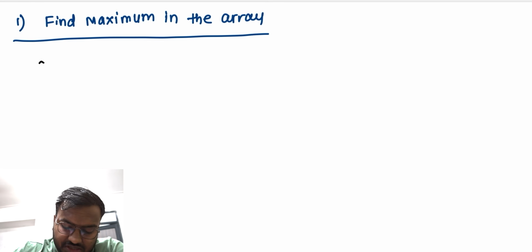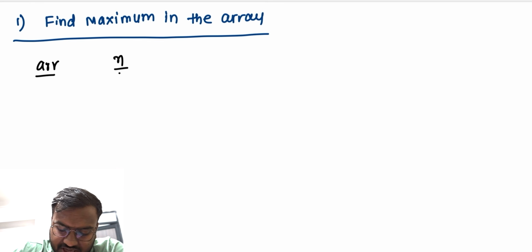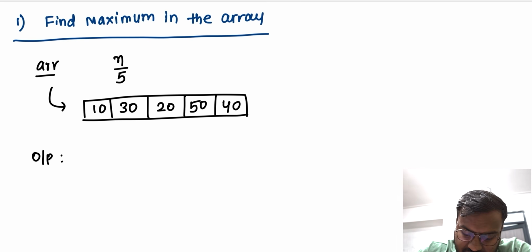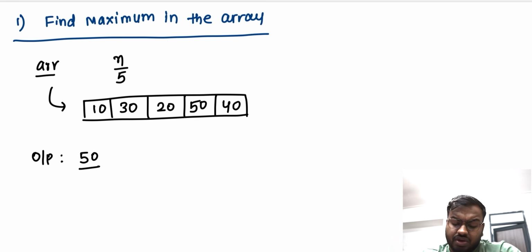In this case, you will be given an array of size n. Let's suppose size is 5 and your array looks like this. And your task is to find out the maximum in the array. So your output is 50. So how we are going to approach this problem, that is very, very important in this particular case. You need to find out the maximum in the array, means the largest element in the array.